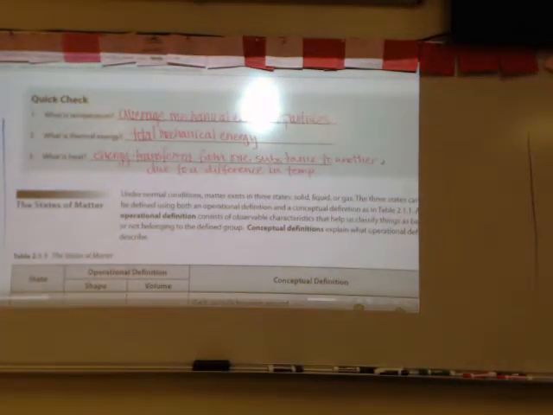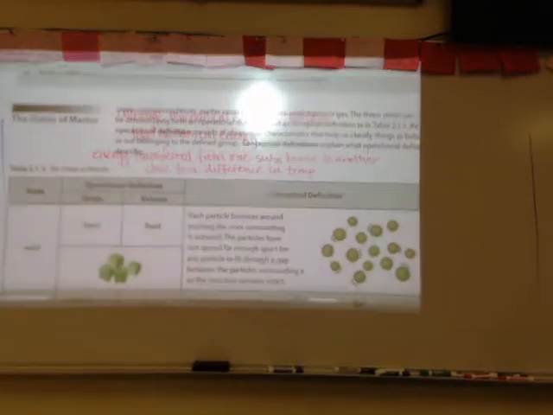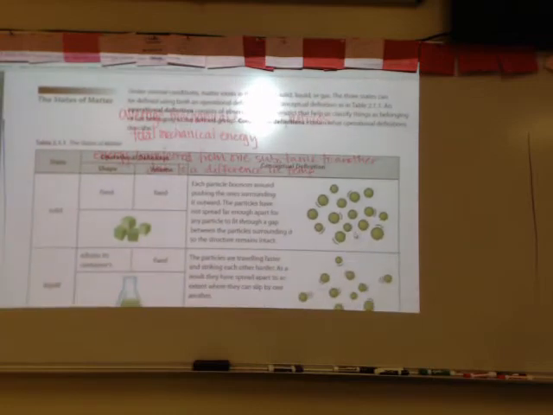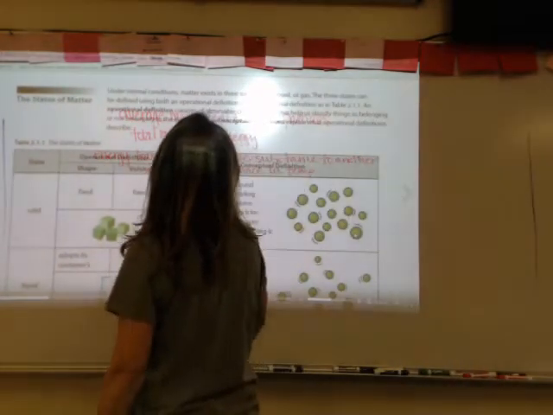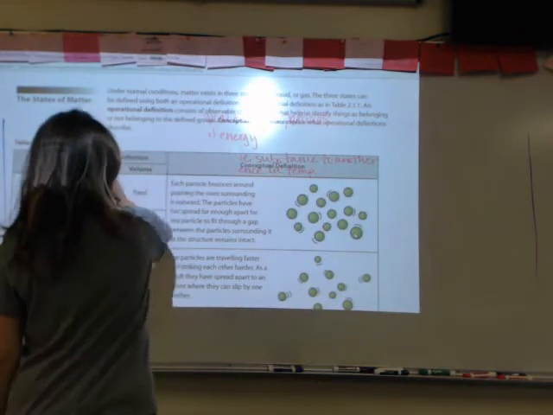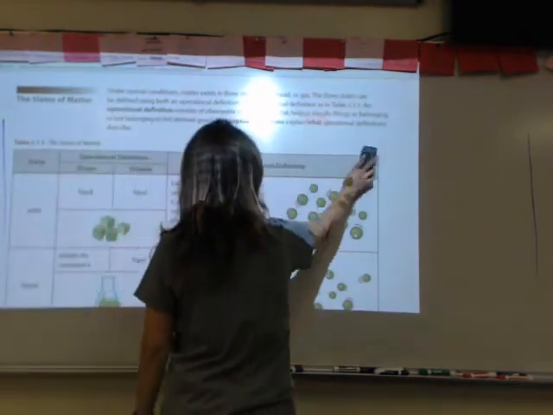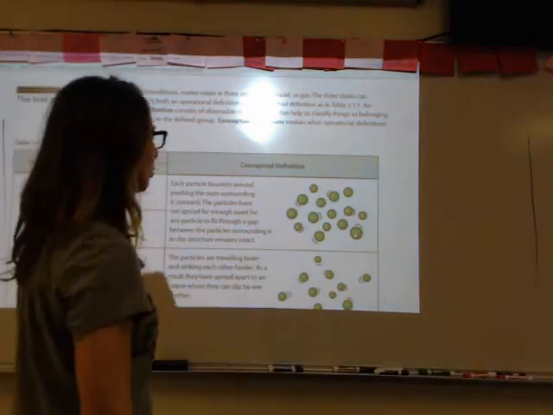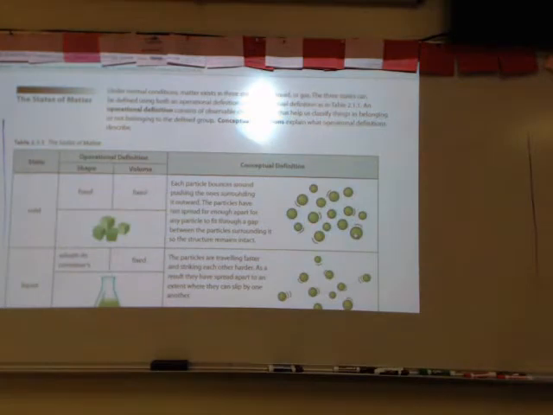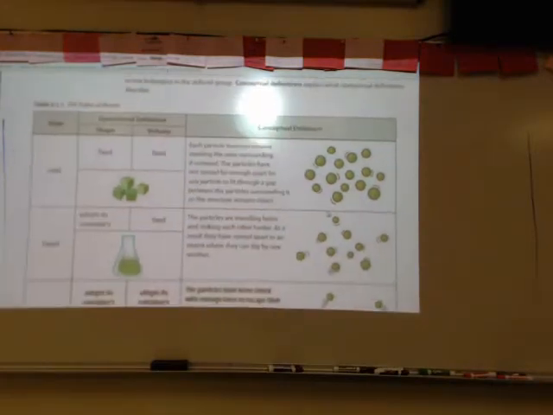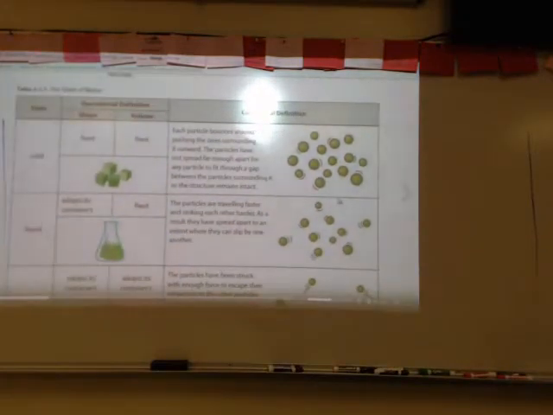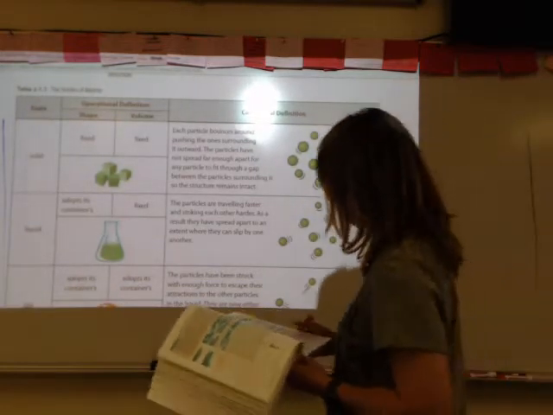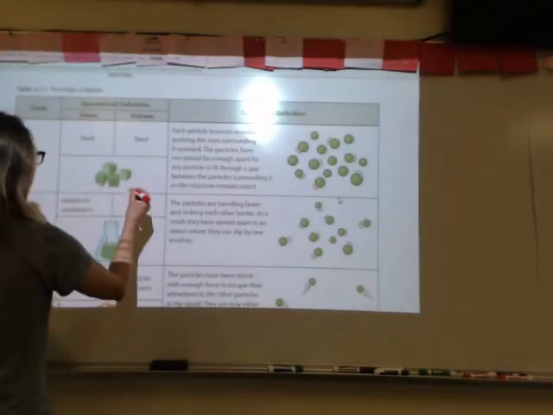Let's move on to the states of matter. Under normal conditions, matter exists in 3 states. It's solid, liquid, and gas. And the 3 states can be defined using an operational definition, which is going to give you observable characteristics to help us classify things, and conceptual definitions, which explain what operational definitions describe. So if you take a look at the table, you'll notice that solids have fixed shapes and fixed volumes, and they are not compressible.